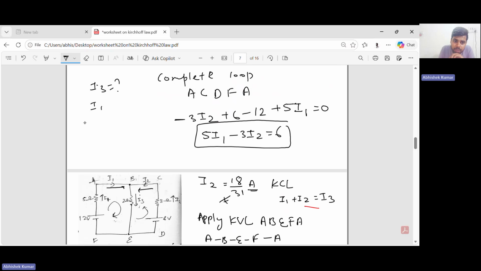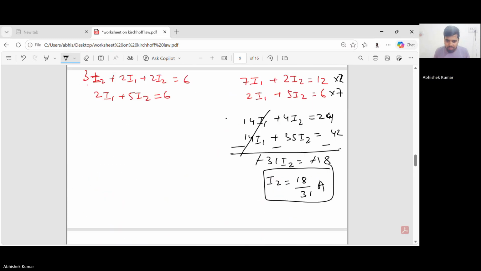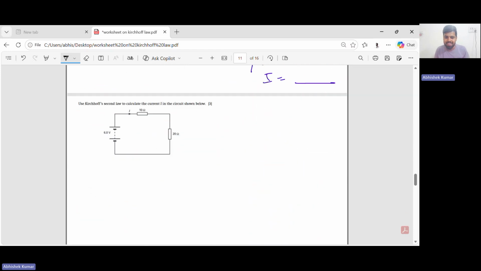And we know the value of I2. I2 value is how much? 18 by 31. So if you put this value of I2 here, you will get I1. And after getting I1, what is the KCL? I1 plus I2 is equal to I3. Will you get I3? Yes, sir. So how was the question? How will you rate this question out of 5? At least 1 point you will rate or not? Yes, sir, we will rate 1 point.